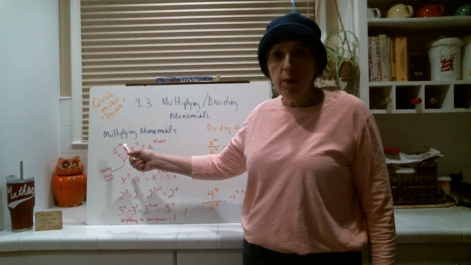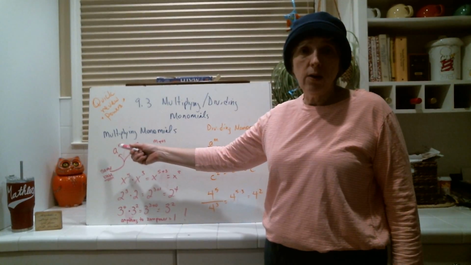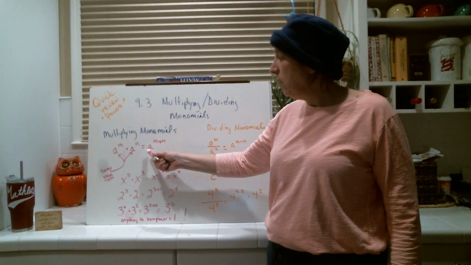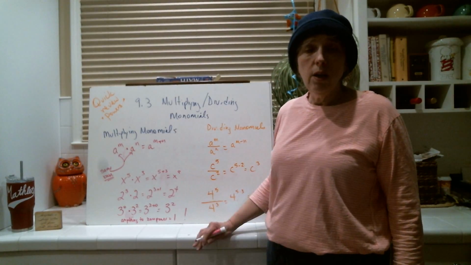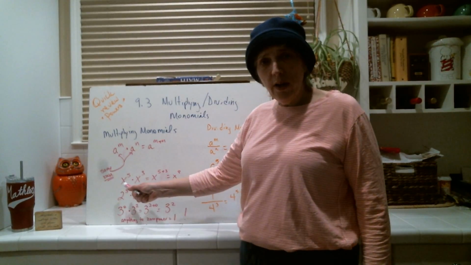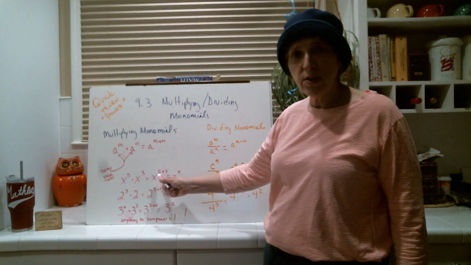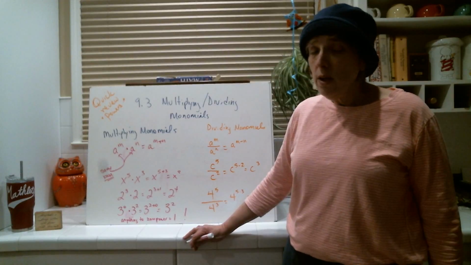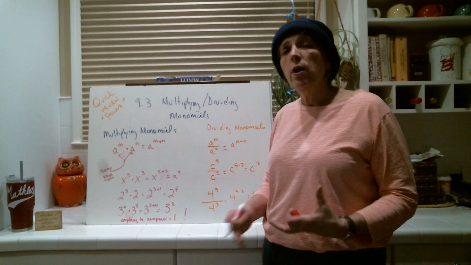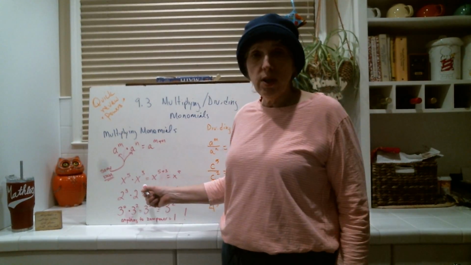When we're multiplying monomials, this is the official, mathematically accepted rule: a to the m times a to the n equals a to the m plus n. You add the exponents when the bases are the same. So x to the 5th times x to the 3rd equals x to the 5 plus 3, which equals x to the 8th. You don't need to show that step, but you do need to show it in your notes. Once you understand that, you can go straight to x to the 8th.